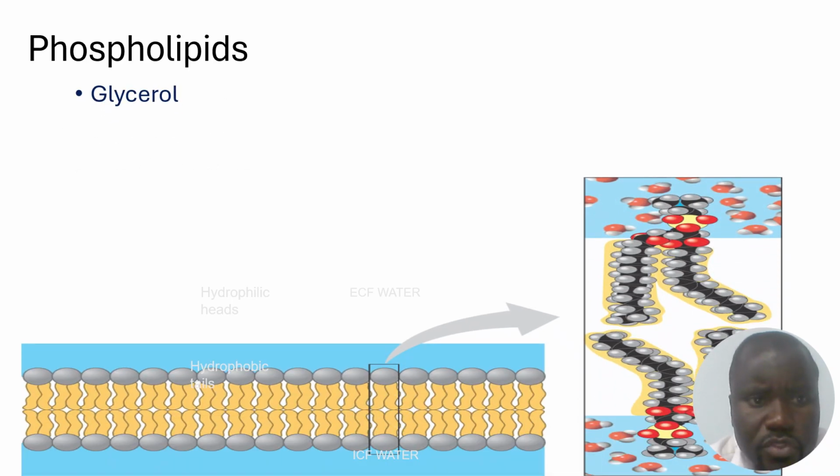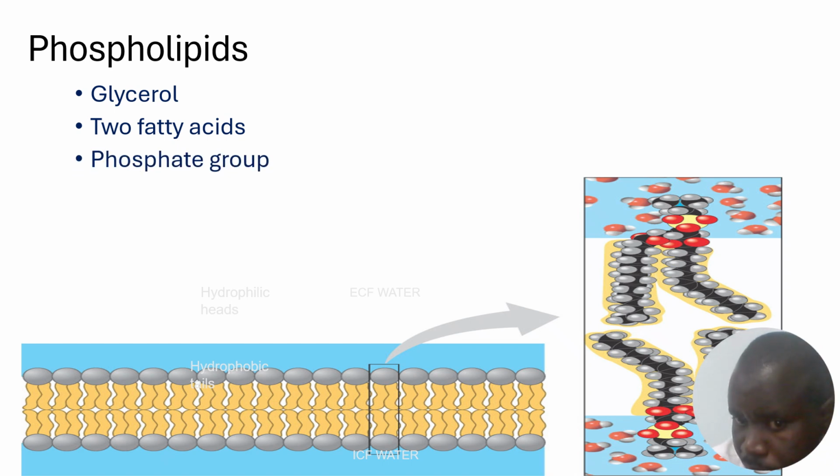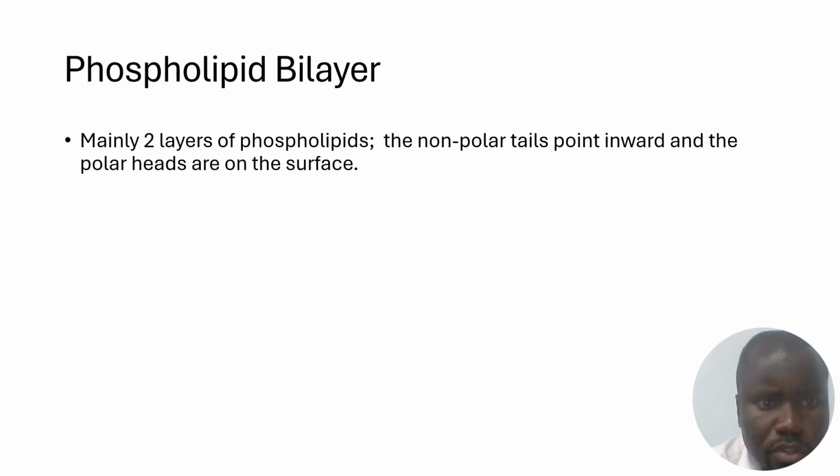Then we continue with the structure of the cell membrane. The phospholipids are chemically made up of glycerol, fatty acids, and the phosphate group. The glycerol and the two fatty acid tails make up the fatty part of the phospholipid, and the phosphate head is the polar side of the molecule. So the phospholipid bilayer, mainly two layers of phospholipids, is structured in such a way that the head is polar and the two tails are non-polar.